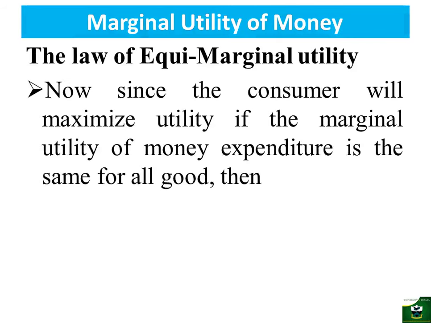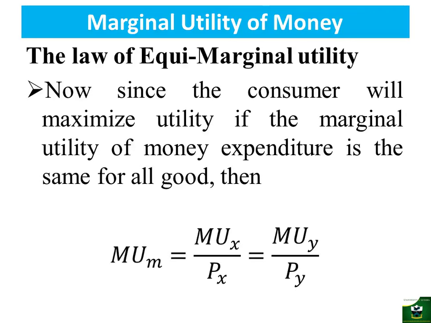Now, since the consumer will maximize utility if the marginal utility of money expenditure is the same for all goods, we can formulate the equation as follows: the marginal utility of money must be equal to the marginal utility of X divided by the price of X, and this should also equal the marginal utility of Y divided by the price of Y.